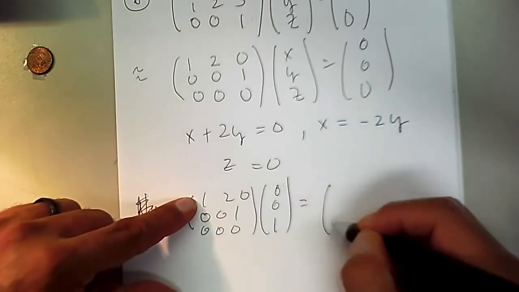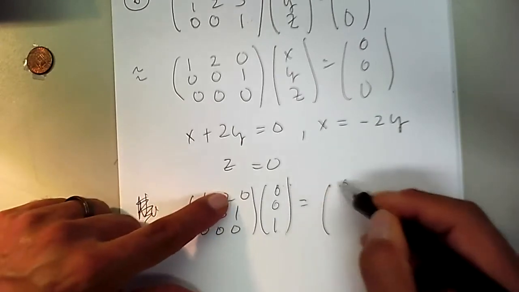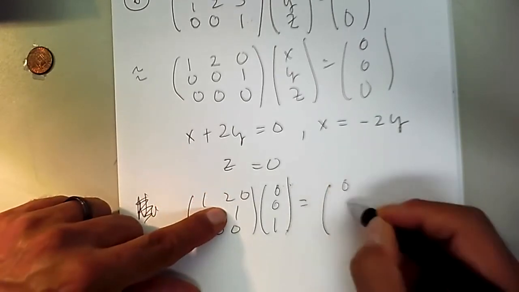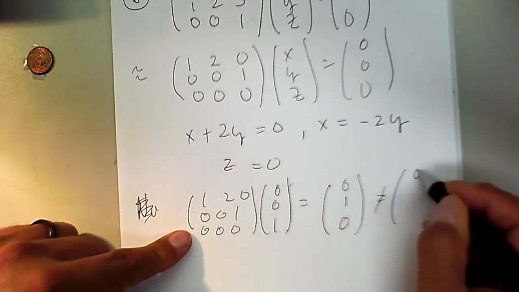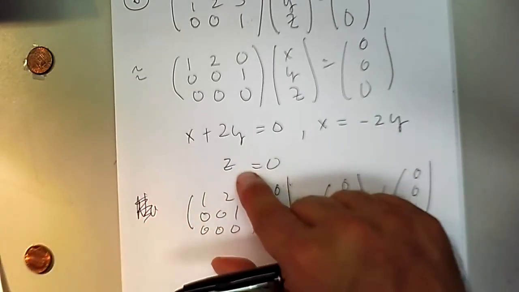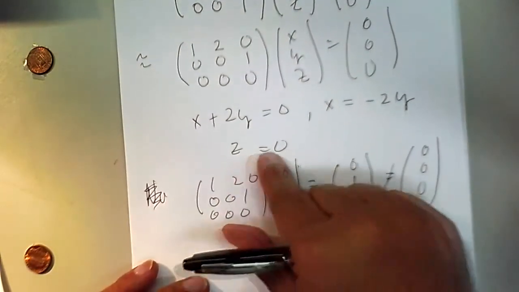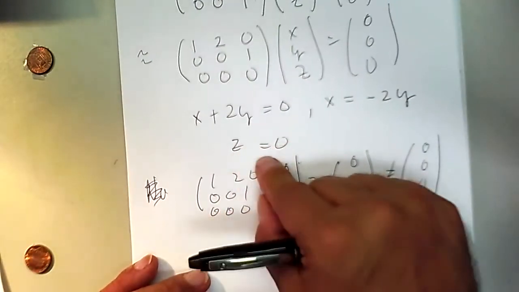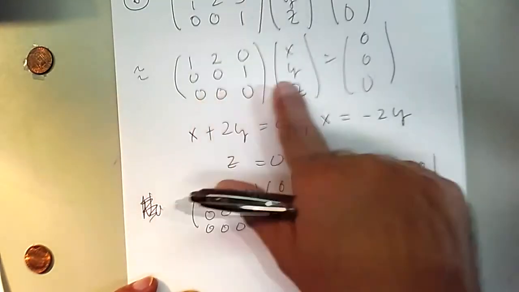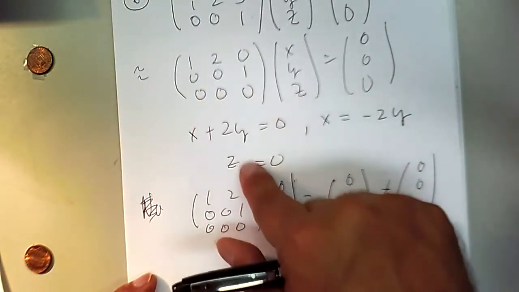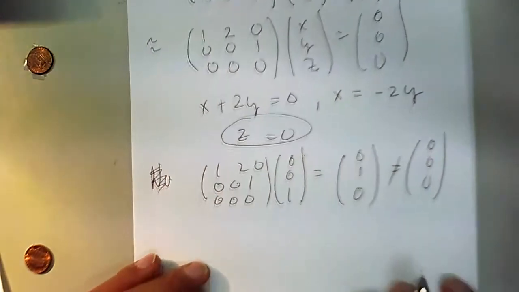This is going to give us 0, 1, 0, which is not 0, 0, 0. So what can I say about it? Oh, I'm sorry. z has to be 0. It's right up here. In order for this equation to work, z has to be 0. Boy, that was a little confusing.